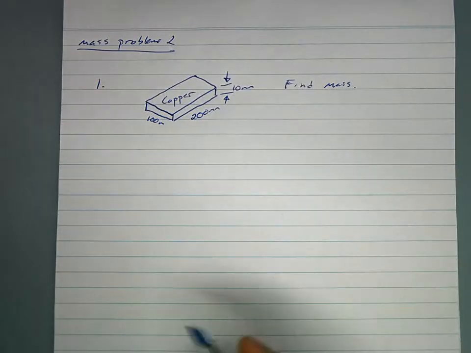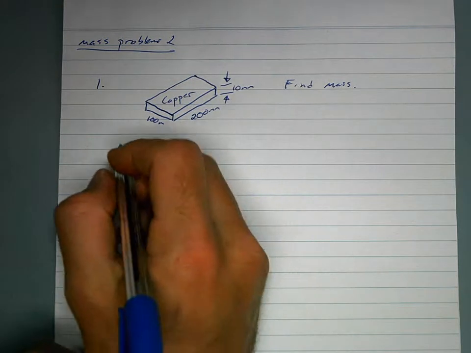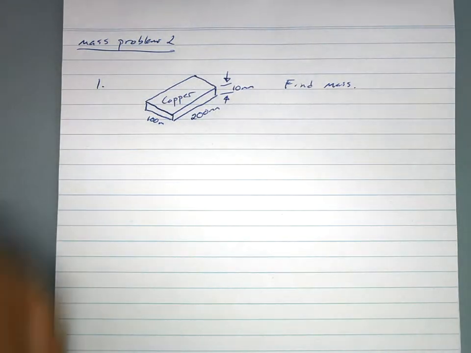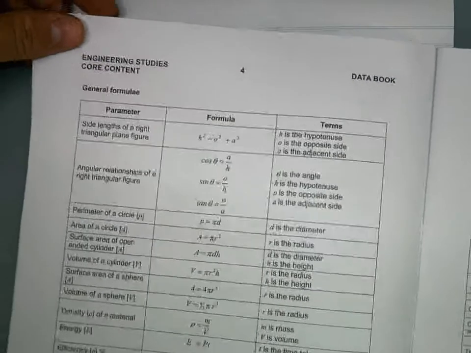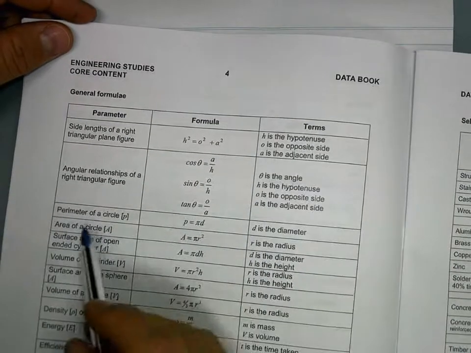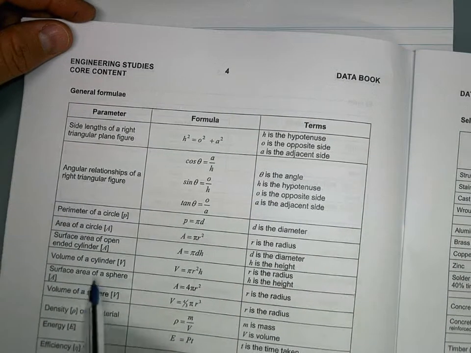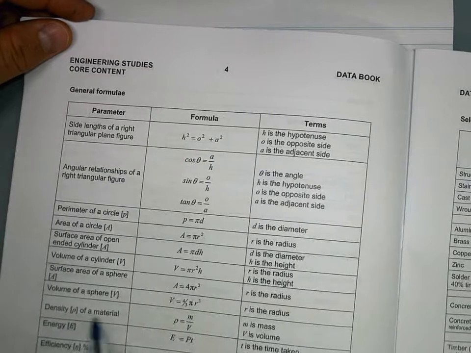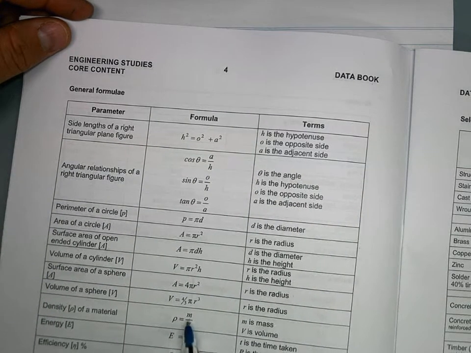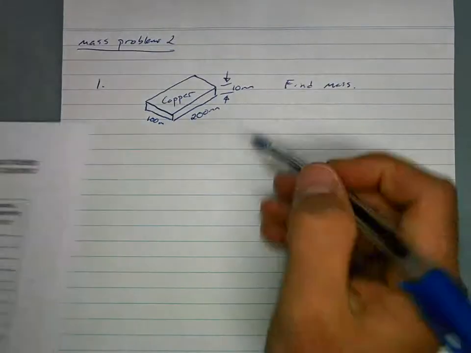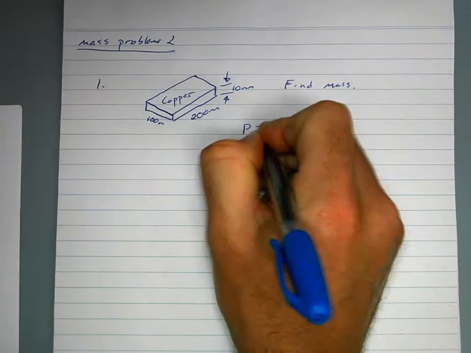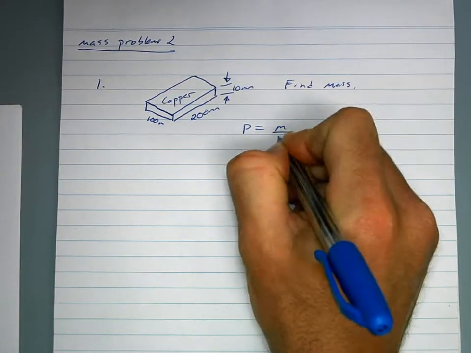Alright, so let's work on our first thing. The very first thing that we must do is look at our equation. So in our data book, we're going to go down and find the density of material is equal to mass over volume. So rho is equal to mass over volume.